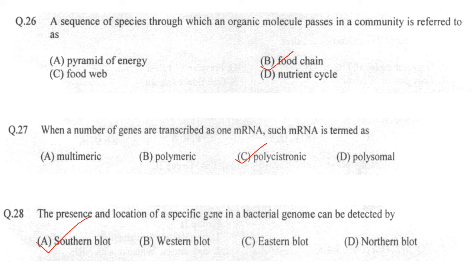Next one. The presence and location of a specific gene in a bacterial genome can be detected by option A, southern blot, western blot, eastern blot, northern blot. Southern blot is for DNA, western blot is for proteins, and northern blot is for RNA. So they have asked for the presence and location of a specific gene in a bacterial genome. So naturally the answer is southern blot, answer A.